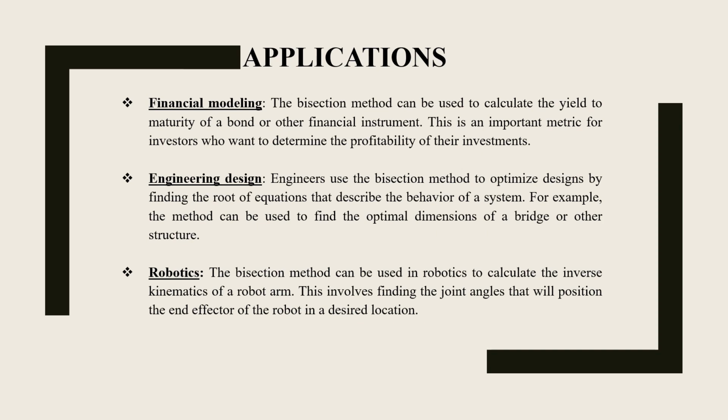Engineering design. Engineers use the bisection method to optimize designs by finding the roots of equations that describe the behavior of a system. For example, the method can be used to find the optimal dimensions of a bridge or other structure. Robotics. The bisection method can be used in robotics to calculate the inverse kinematics of a robot arm. This involves finding the joint angles that will position the end effector of the robot in a desired location.